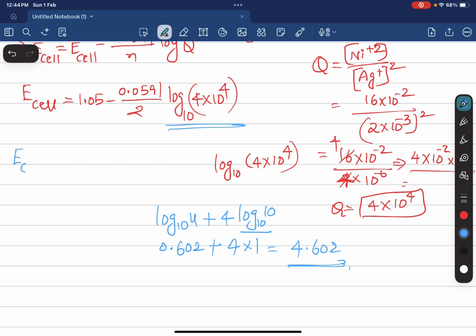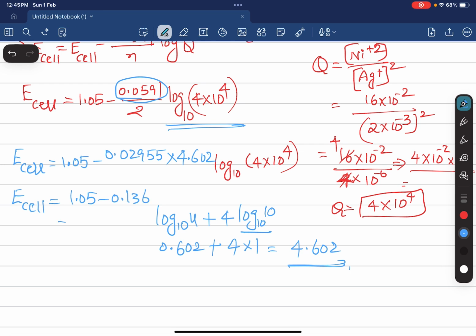Then we can write E cell equals 1.05 minus 0.02955. You can take 0.06 in board level questions. So the log base 10 value we have got here is 4.602. If you simplify this, E cell equals 1.05 minus 0.136, which equals 0.914 volt. This is the answer, this is the E cell value.